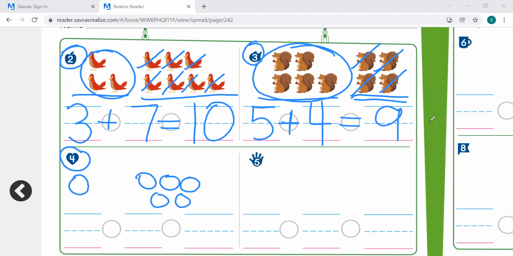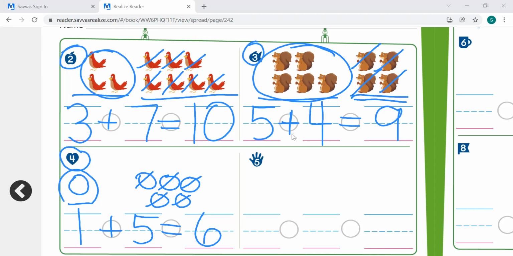Let's draw our turtles. We had 1 turtle, and we are going to add some more turtles. So we put a plus sign. 5 more turtles came to the beach. How many do we have in all? So 1 plus 5 equals, we have 1, 2, 3, 4, 5, 6. We have 6 turtles in all. So 1 plus 5 equals 6.